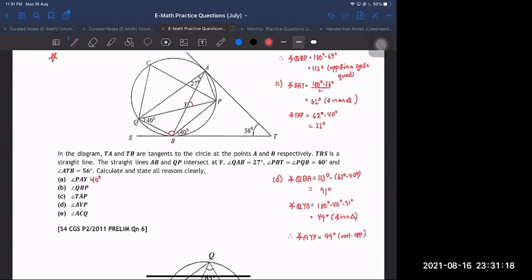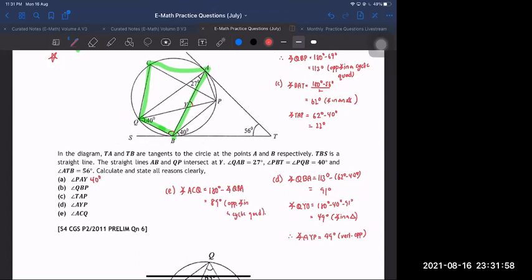Last one, for part E, is to find ACQ. Same thing: you have a four-sided figure in the circle, like that, like that, like that, like that. So with a four-sided figure in a circle, we can settle that. So angle ACQ equals 180 degrees minus angle QBA, which is equal to 89. Opposite angles in a cyclic quadrilateral. And this is the full solution for this question.